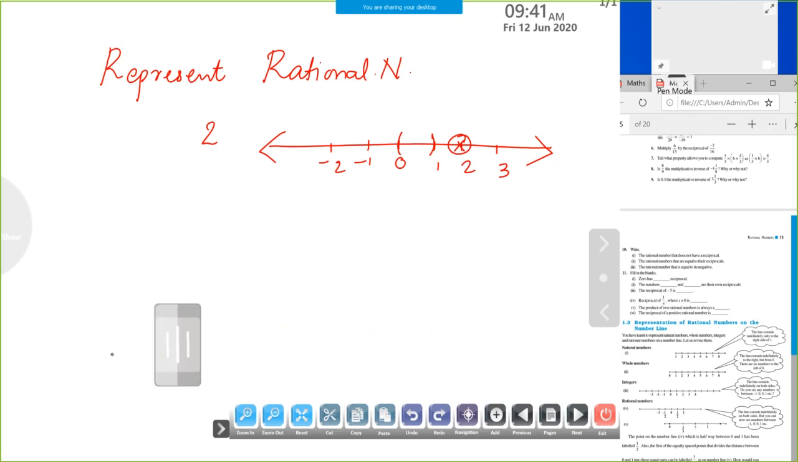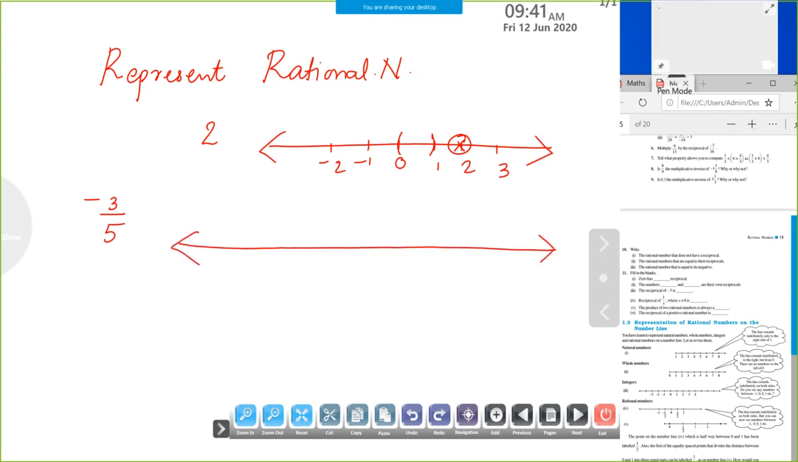rational numbers. So, let me take an example, minus 3 by 5, and represent it on the number line. Okay, so the number line is here. Now I marked 0. The given number is a negative number, so I have to move towards the left of 0 since all the negative numbers are lying left of 0. Please ensure that you know this concept that all negative numbers are lying left of 0 and all positive numbers are lying on the right side of 0.